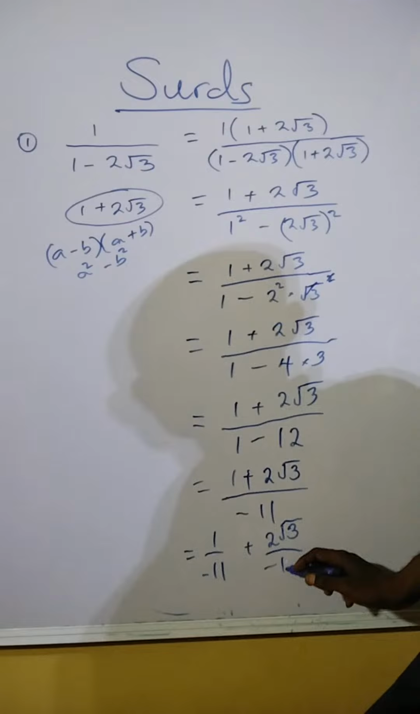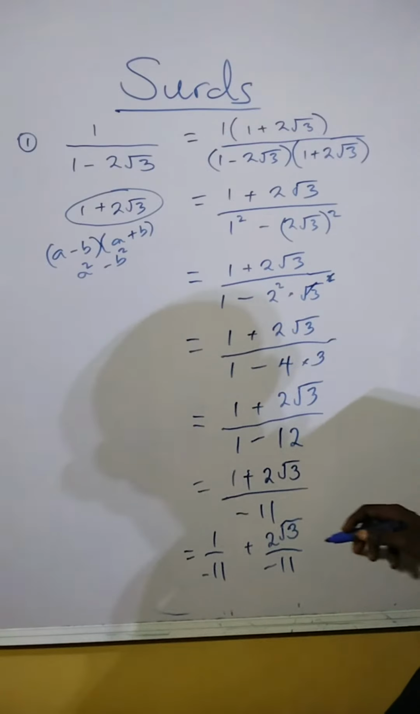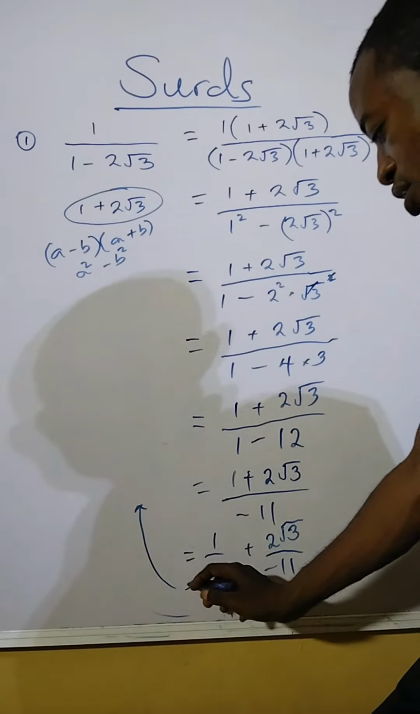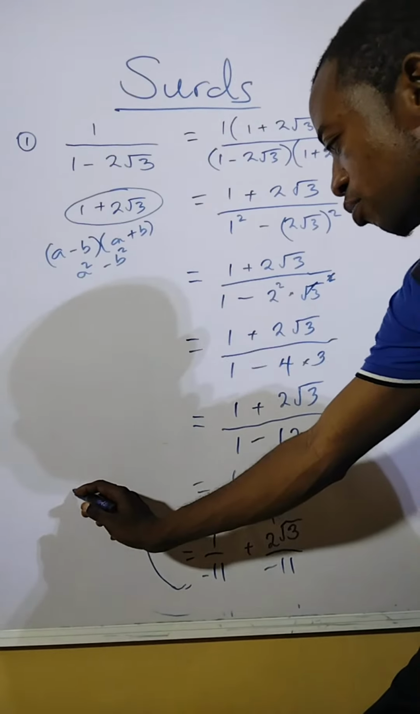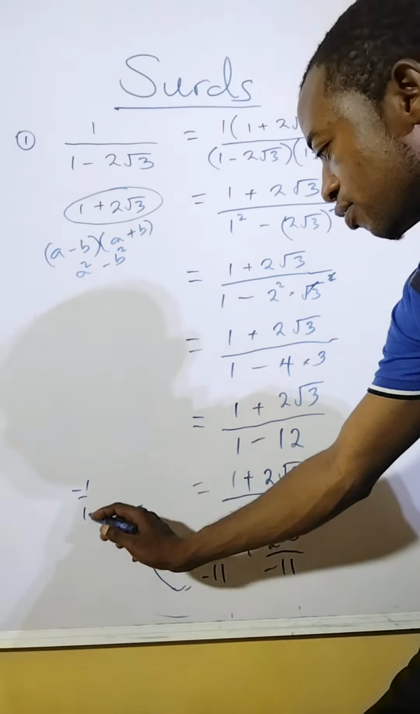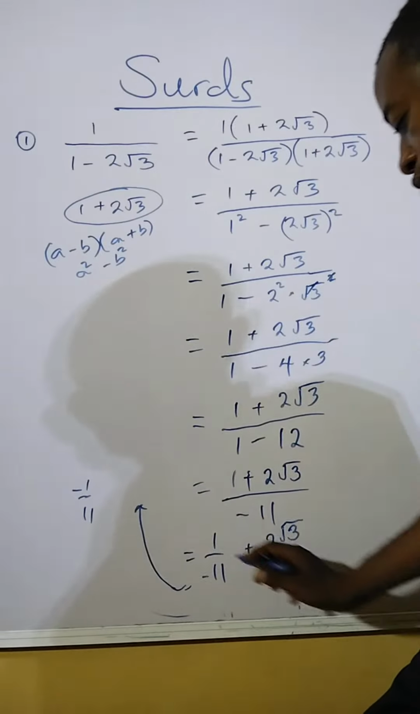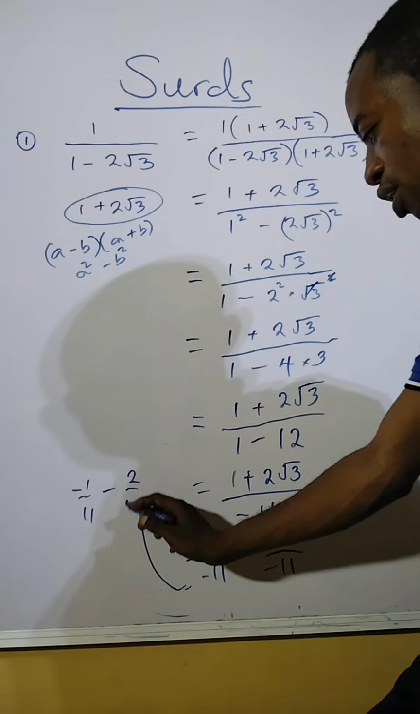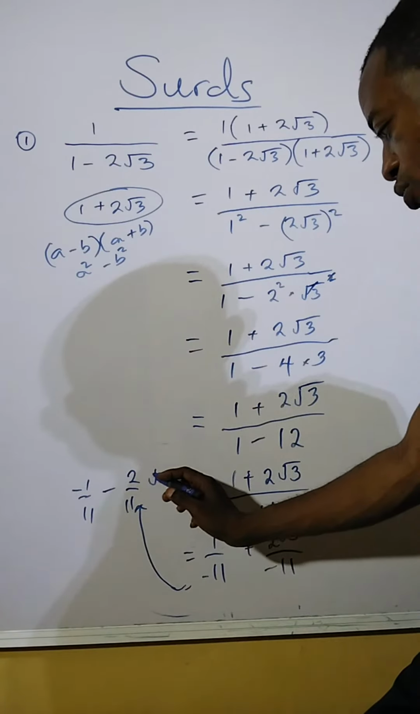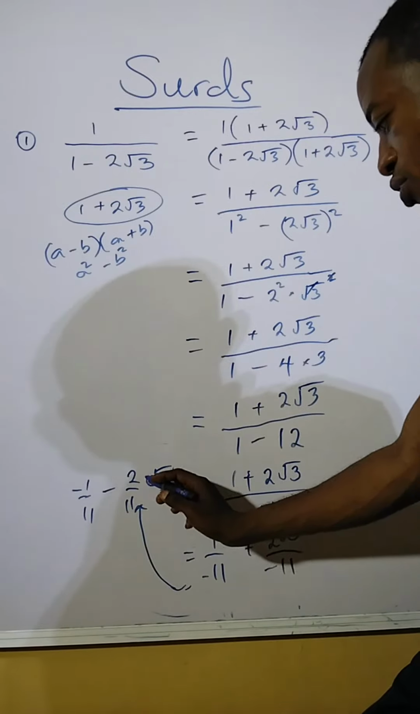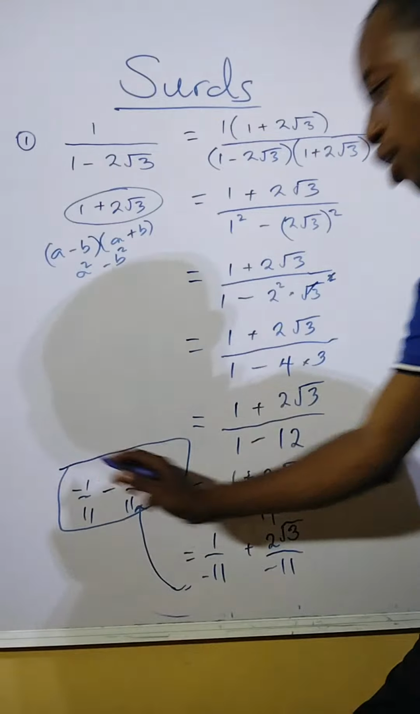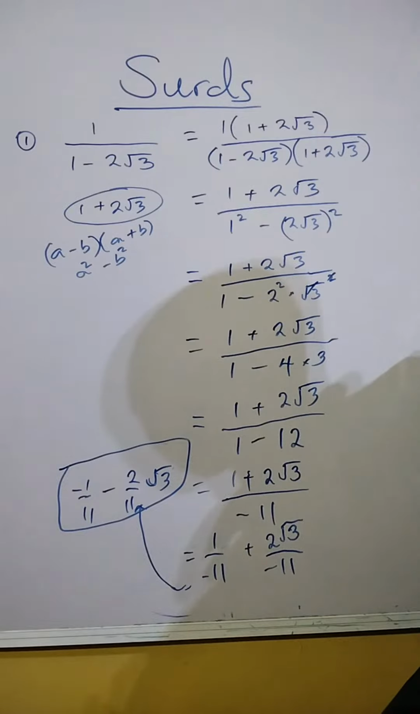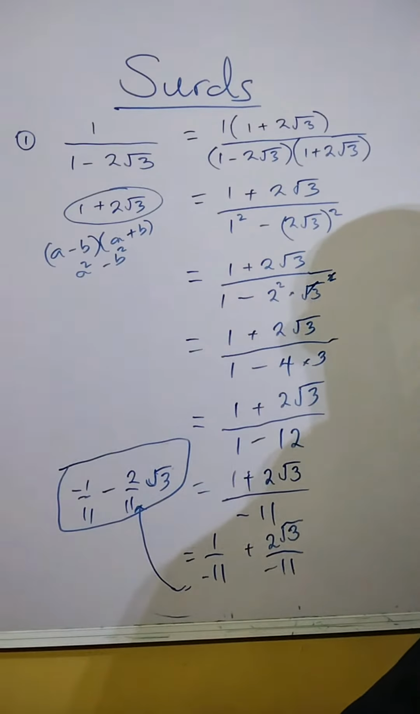over minus 11. Then when we write this, you can see this same thing as 1 over minus 11, and write it as minus 1 over 11. Then plus over minus, that's minus. Then we have 2 over 11 times root 3. So this here we have the simplified form of this given solved problem. Okay, so that's how to rationalize the given surd.